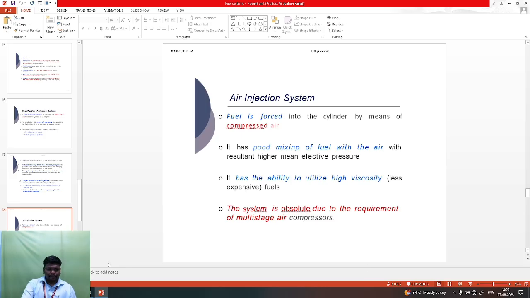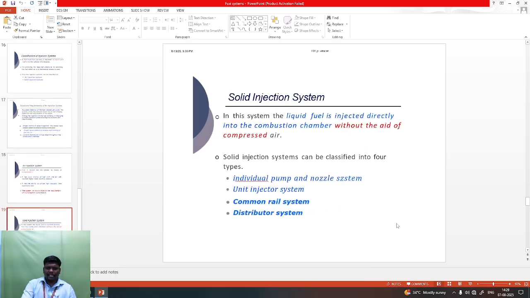Okay. Then the solid injection system. In this system, the liquid fuel is injected directly into the combustion chamber without the aid of compressed air. In an air injection system we need an air fuel mixture, but in a solid injection system we need only fuel; we don't need the air to mix first. After the fuel enters, then the air will mix.